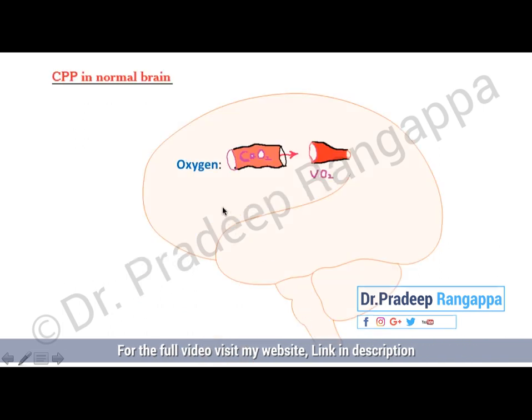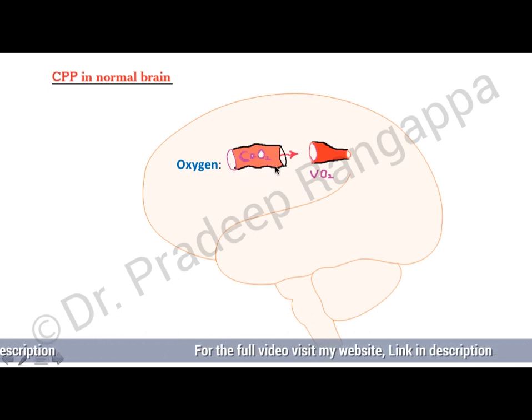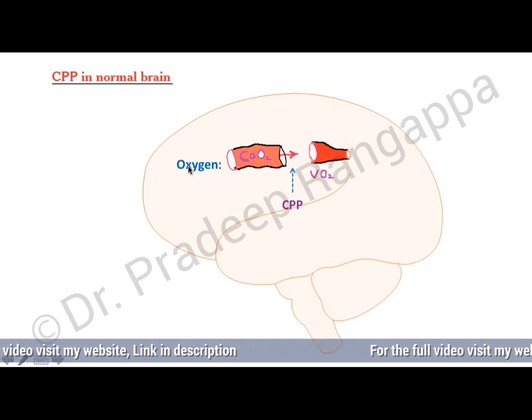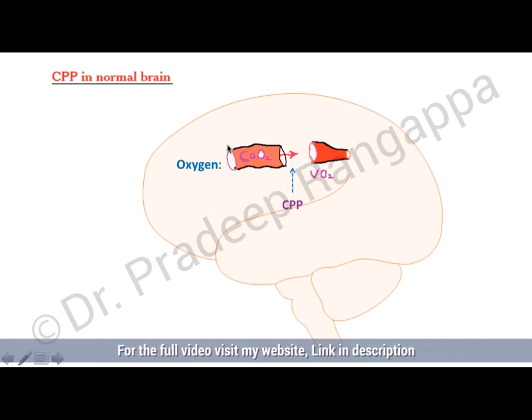So what are the determinants of cerebral oxygenation? The oxygenation to the brain is determined by three factors: oxygen content of the blood in the brain, oxygen consumption by the brain, and cerebral perfusion pressure or the cerebral blood flow. So your whole oxygenation of the brain is determined by these three factors: oxygen content, oxygen consumption, and cerebral blood flow, which is indicated by cerebral perfusion pressure. So simply, cerebral perfusion pressure is equal to mean arterial pressure minus intracranial pressure.